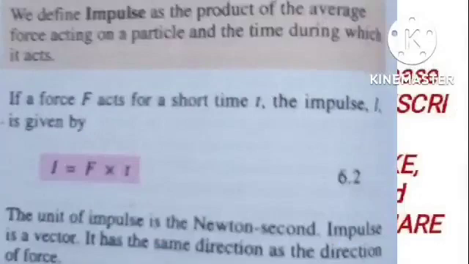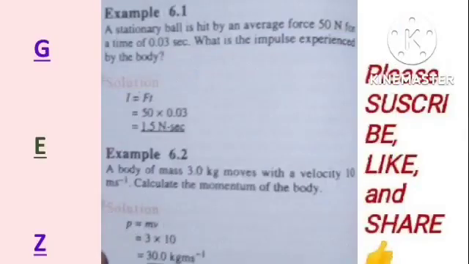Impulse is another quantity that is related to momentum. It is the product of the average force acting on the particle and the time during which the force acts. So the formula for impulse is given as F times t, where F is the force and t is the time. The unit of the impulse is the Newton second. Impulse is a vector and it has the same direction as the force. So if you have a force moving from left to right, the impulse of that force is also moving from left to right.